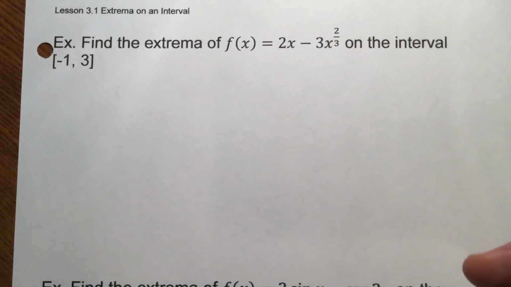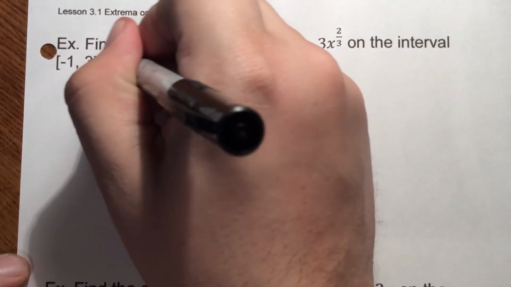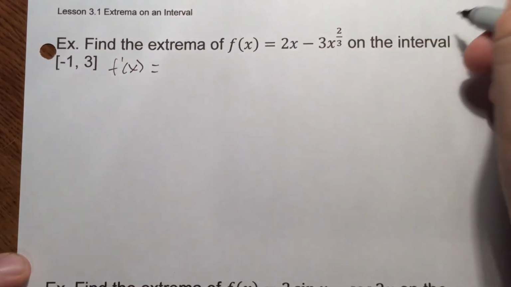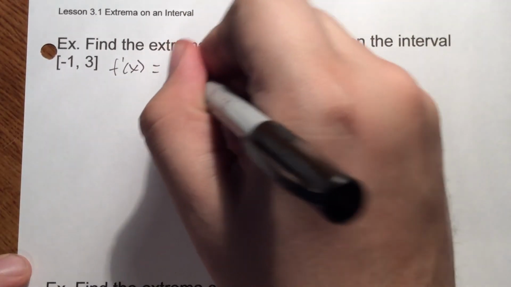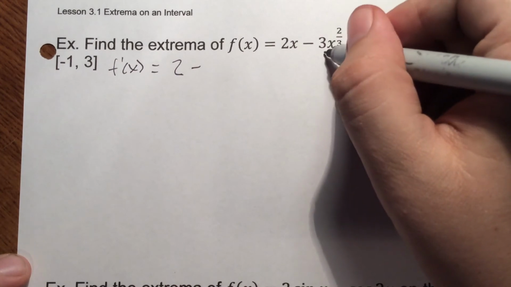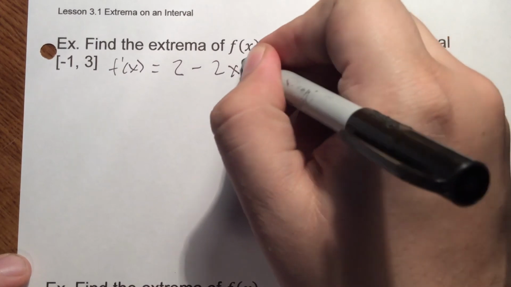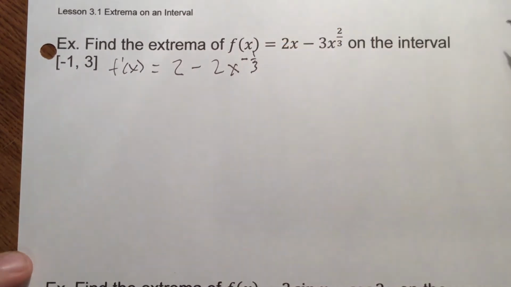So find the extrema of 2x minus 3x^(2/3) on the interval from -1 to 3. So first step, f prime of x. 2x would just go to 2. 3x to the 2/3, you'd bring 2/3 down. The 3's would cancel. So you have 2x^(-1/3).